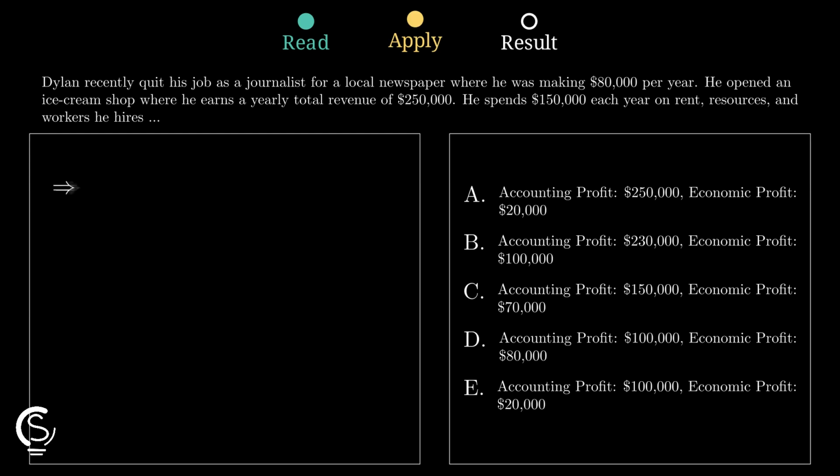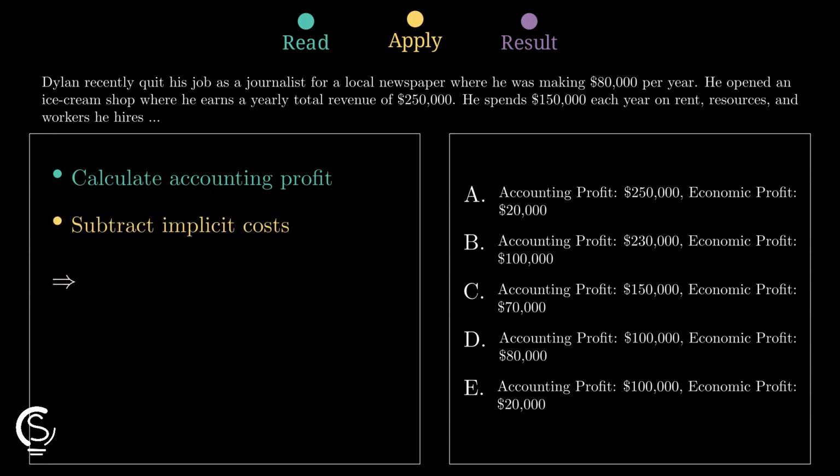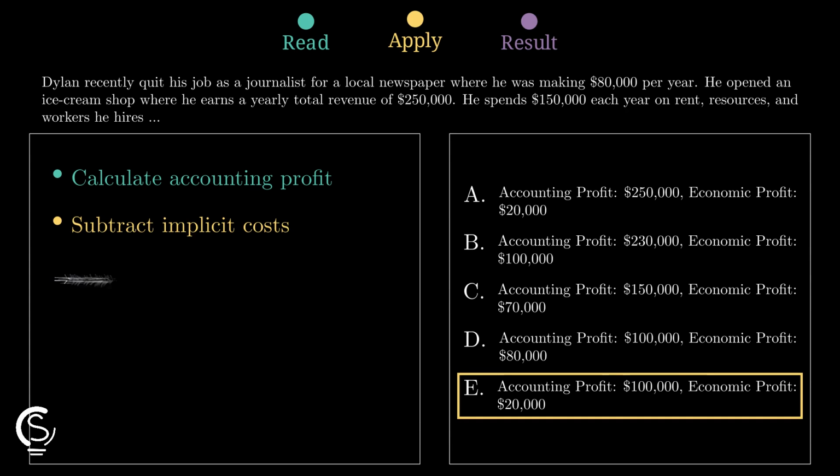That leaves us with an accounting profit of $100,000, but we are not done yet because we must also consider the implicit cost of Dylan's previous salary. Subtracting his $80,000 journalist salary from the accounting profit leaves $20,000 in economic profit. Option E is the final winner.